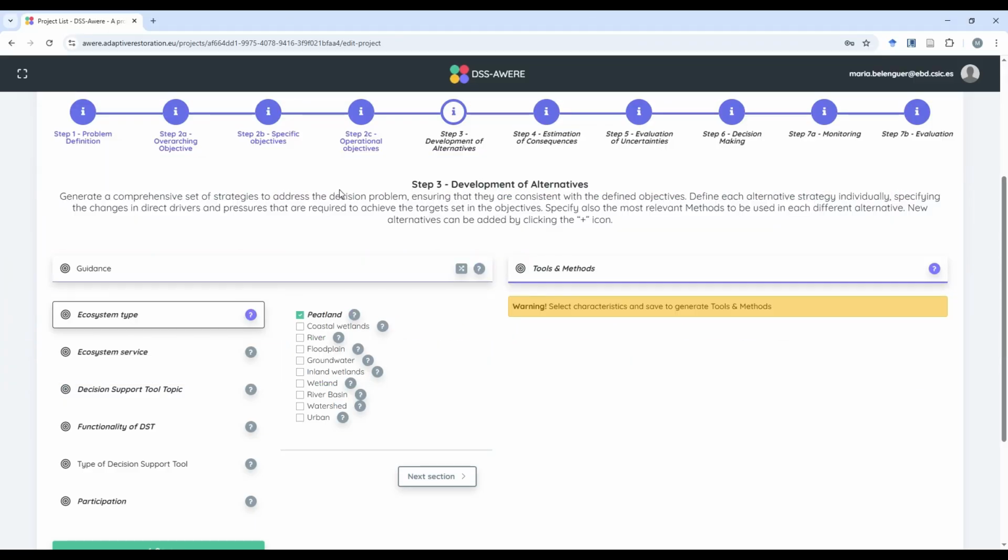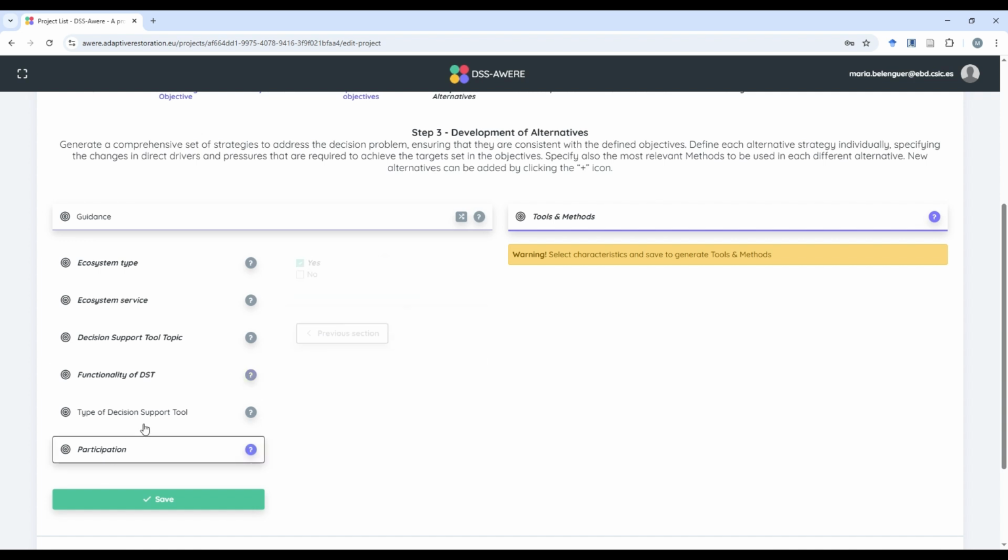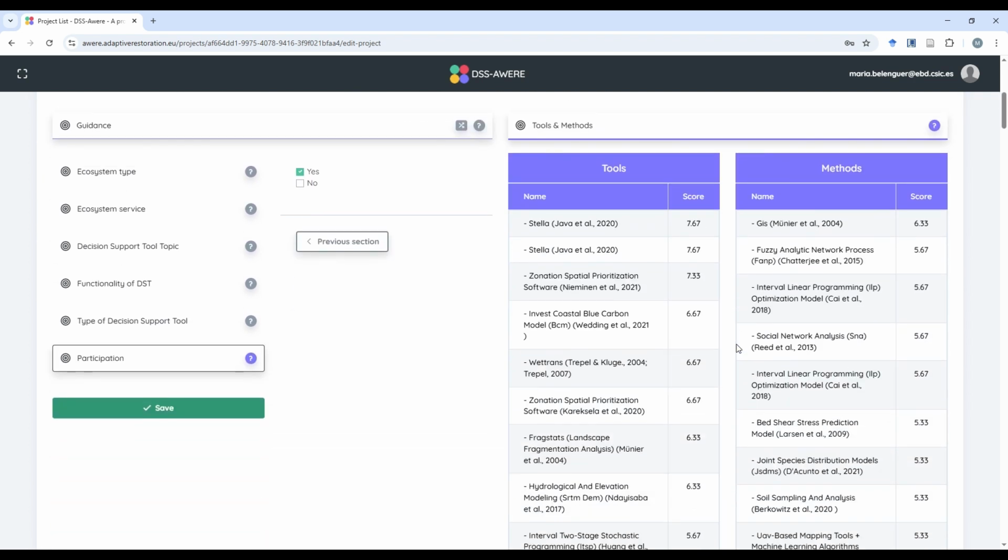DSS-AWERE also offers a curated library of science-based decision support tools and methods which can be used to inform decisions at each step of the process.